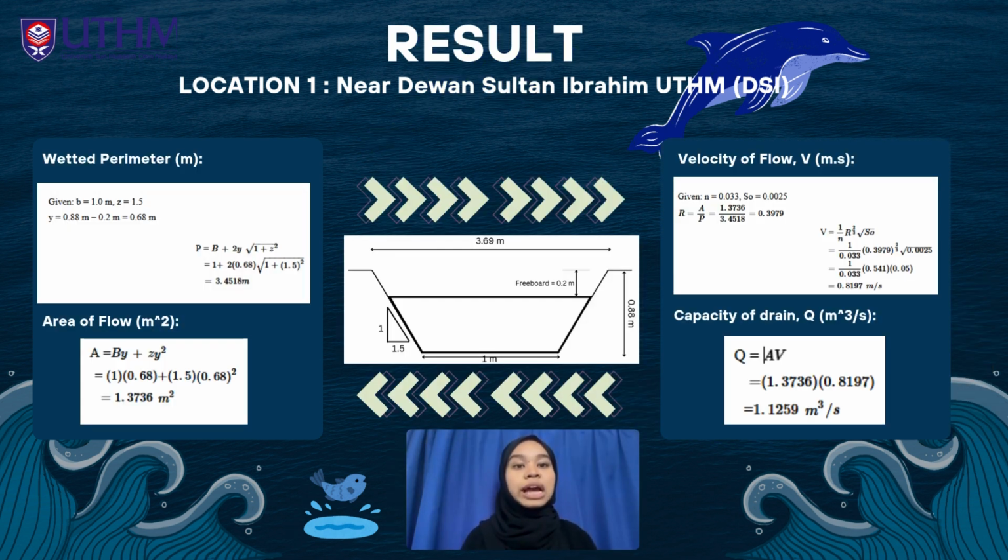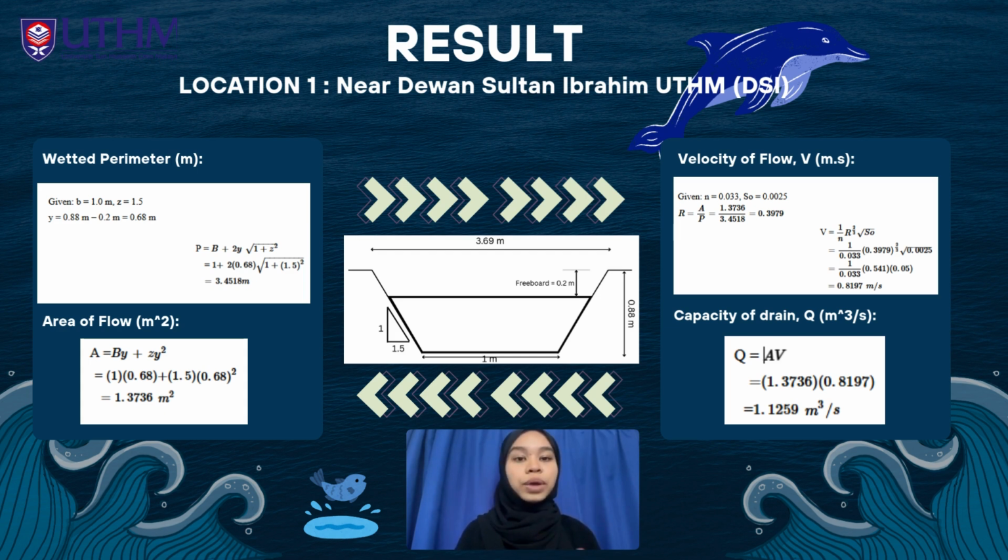This slide shows the hydraulic calculation for location 1. First, we calculate the effective water depth. The total depth of the drain is 0.88 meters and the freeboard is 0.2 meters, so the flow depth y is 0.68 meters.